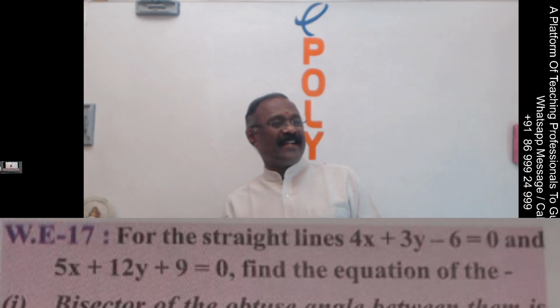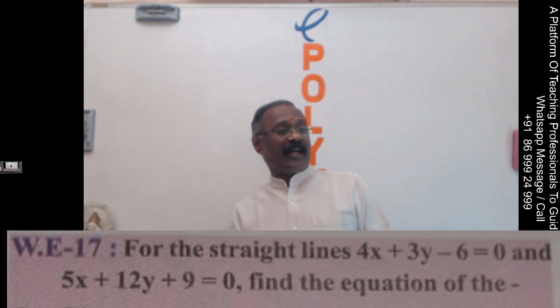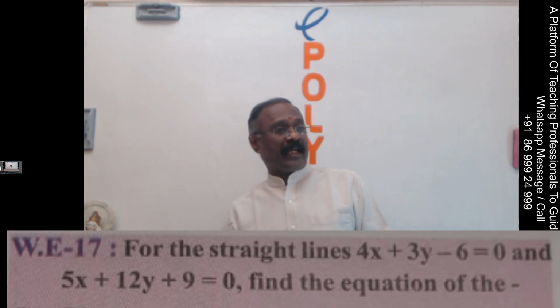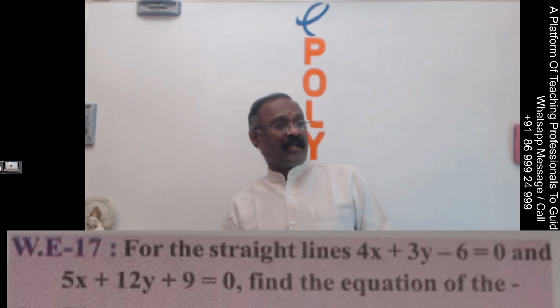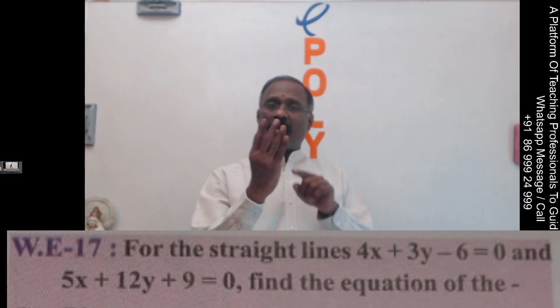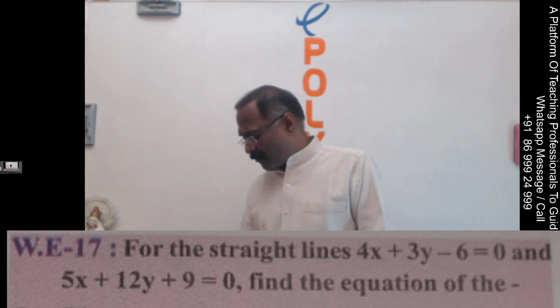So what are the lines? These are the two lines. And what is to be found out? You have to find out the acute angle bisector first, and then the obtuse angle bisector, then the angular bisector containing the origin, then the angular bisector containing 1, 2. So if we work out this problem, 4 problems in one problem, it will be very clear for you now.